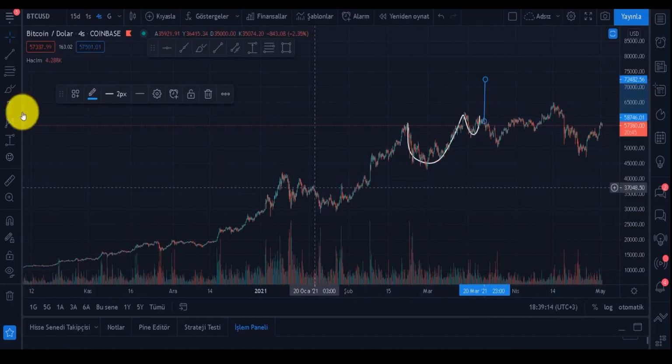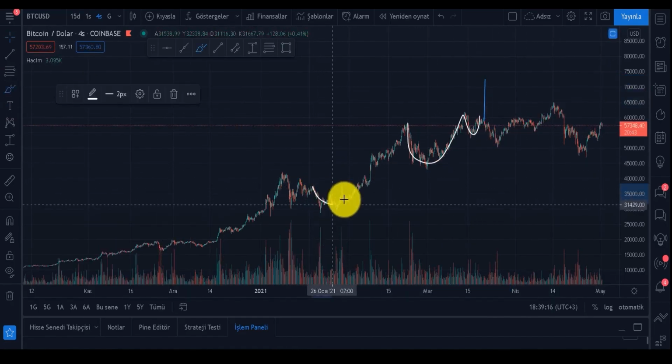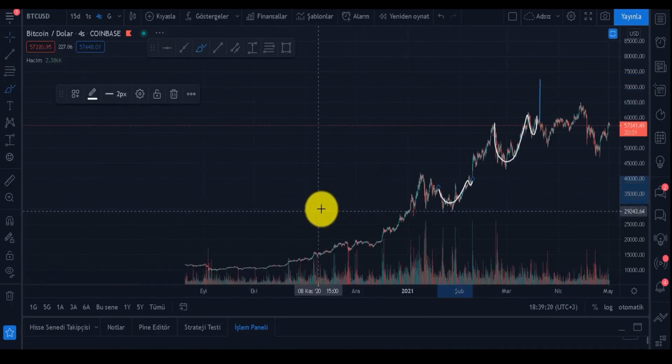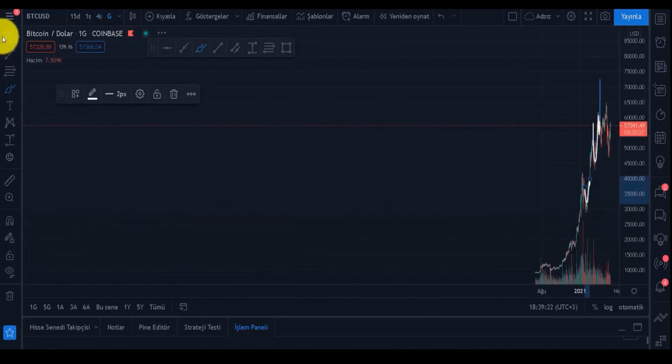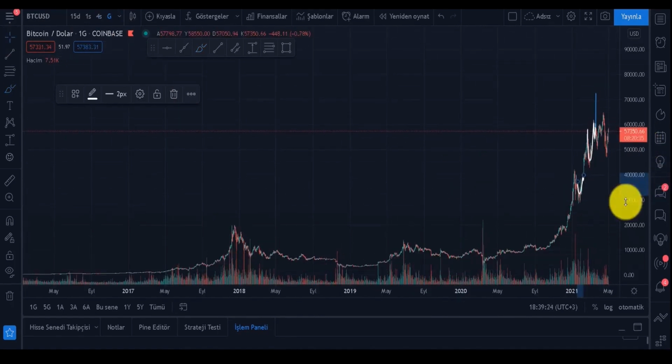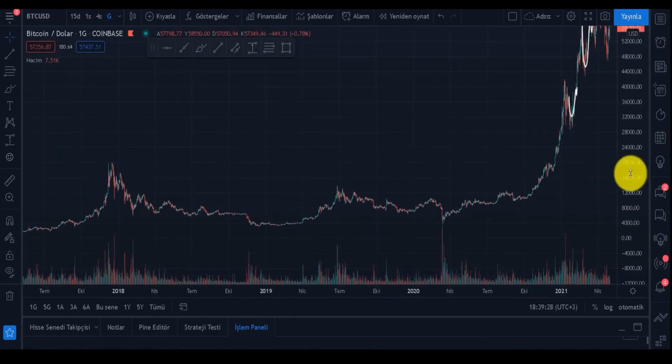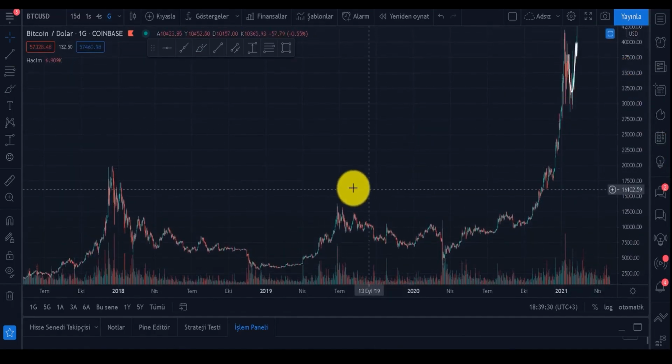We can say that there is again a cup and handle formation in this part, a small cup and handle formation like this. The cup and handle formation works quite well in Bitcoin, friends. There was also a large cup and handle formation here before. Let me show you right here.